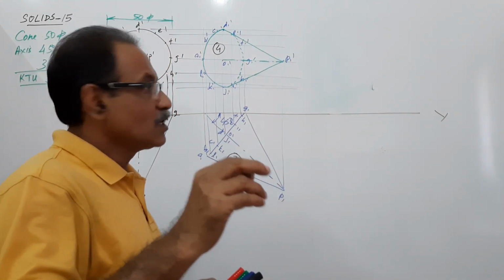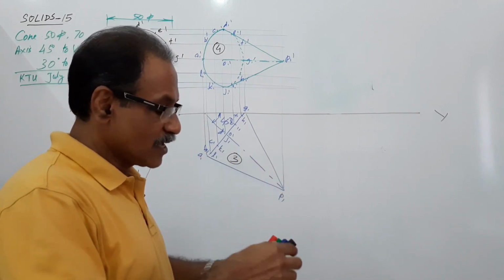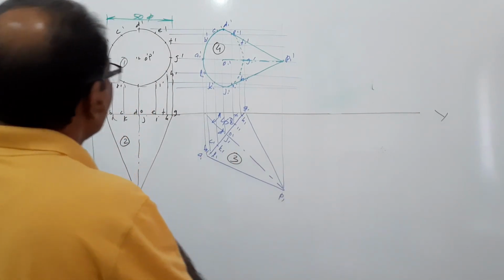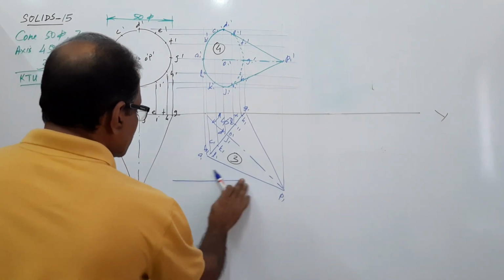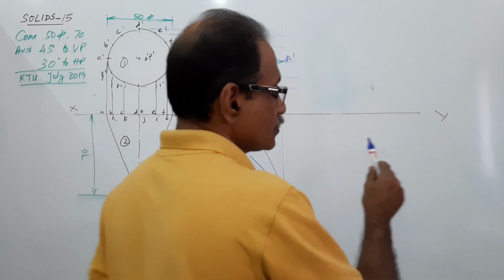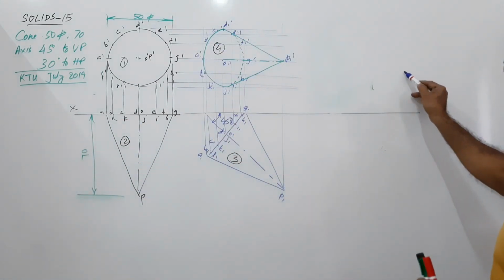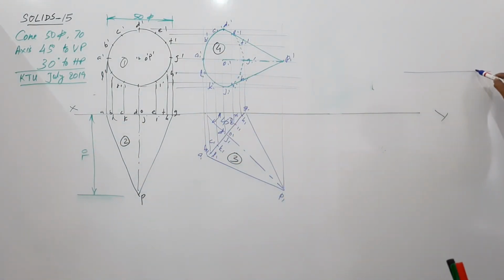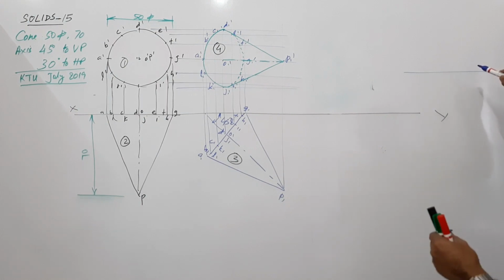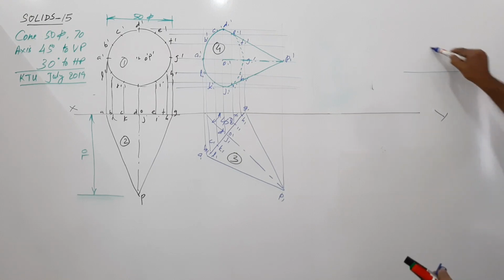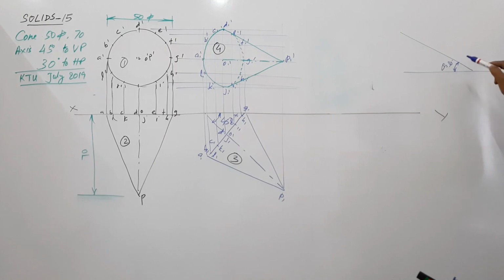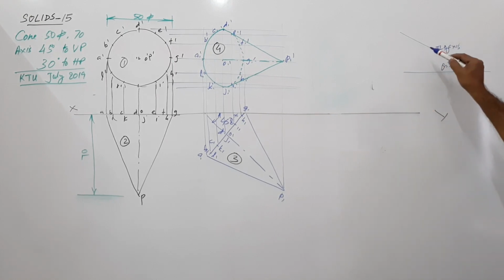Now, how to find out alpha? I take a line here. At the given value of theta, I draw a line. Theta equals 30. TL of axis, how much? 70.